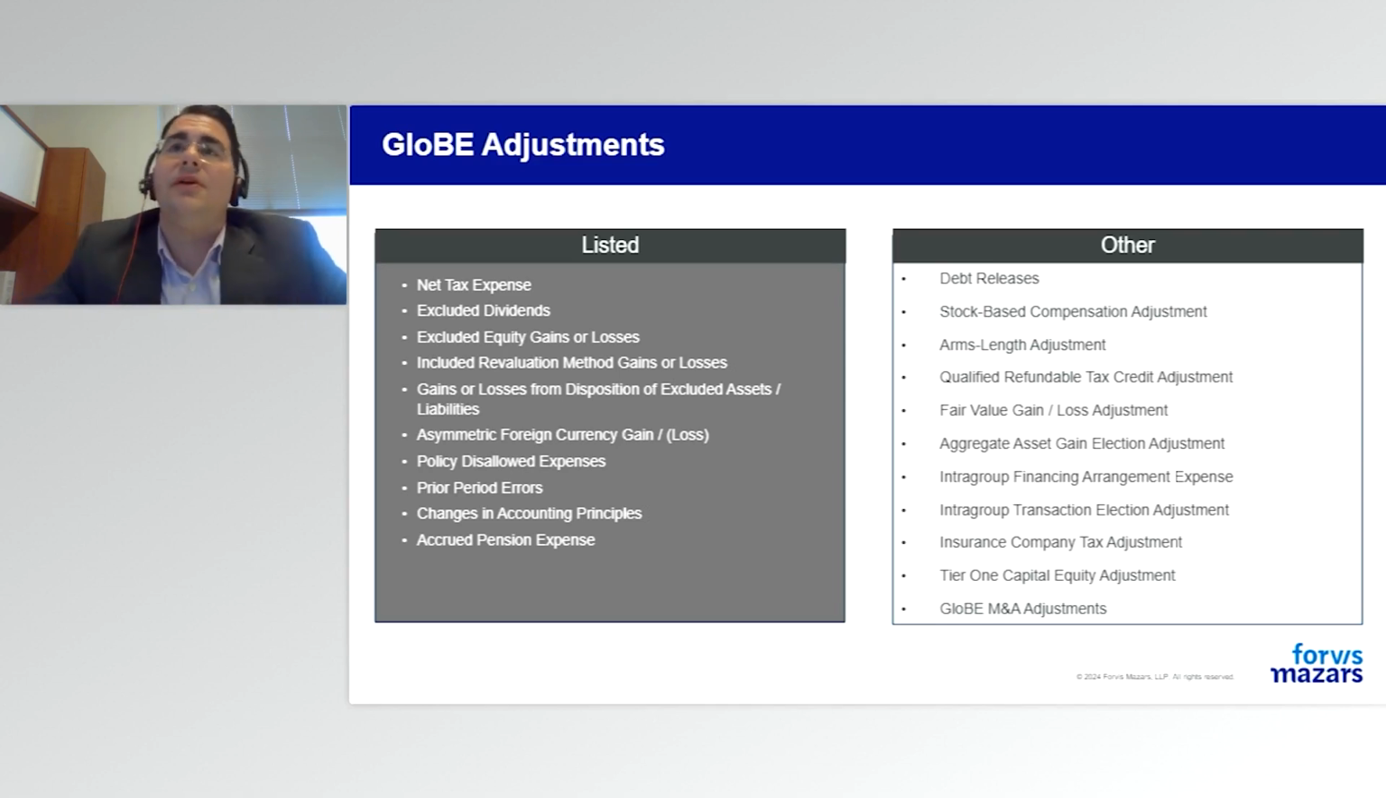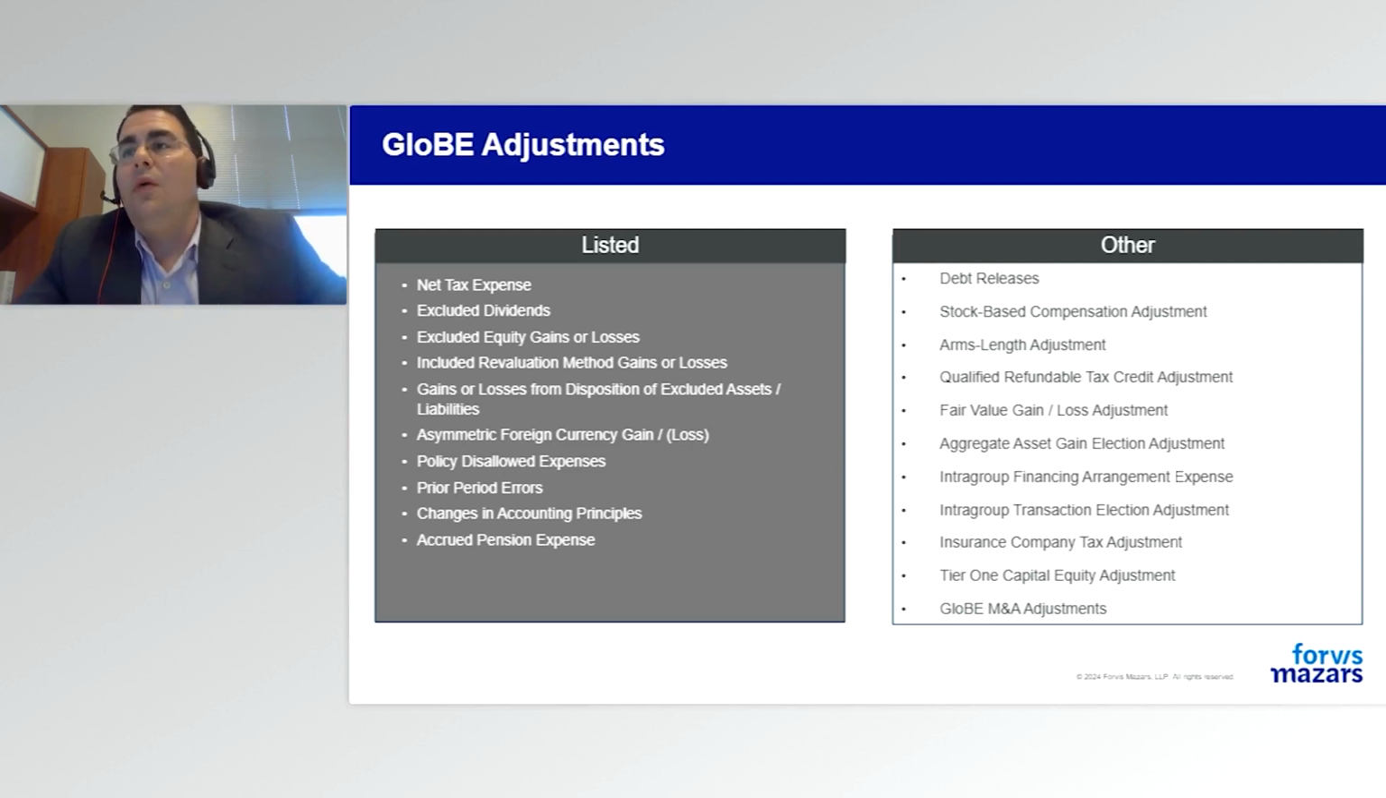Another one we'll talk about is qualified refundable tax credit adjustments, and if you have an MTTC, which was also talked about in the February guidance and a little bit discussed in the July guidance. So what you're seeing in front of you is really a list of all the GloBE adjustments you could be thinking about to conform your base for GloBE income.